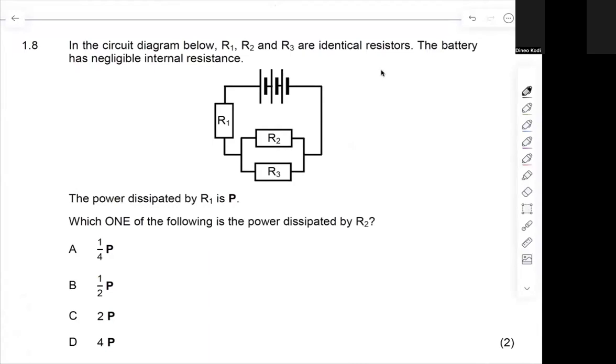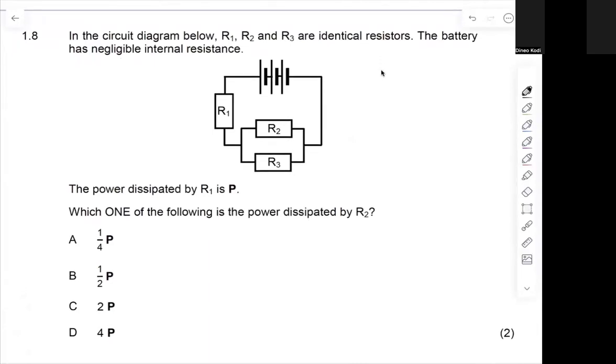It says, in the circuit diagram below, R1, R2, and R3 are identical resistors. The battery has negligible internal resistance, right? So it means it's got a 0 internal resistance. The power dissipated by R1 is P. Which one of the following is the power dissipated by R2? I want you guys to have a quick look at that one there. So we've got identical resistors R1, R2, and R3. The power dissipated by R1 is P. Which one of the following is the power dissipated by R2?